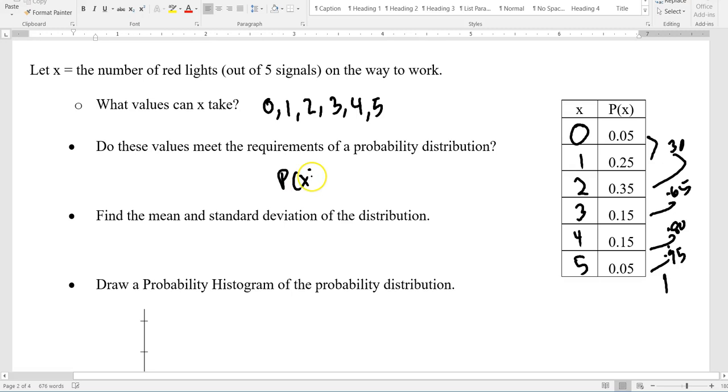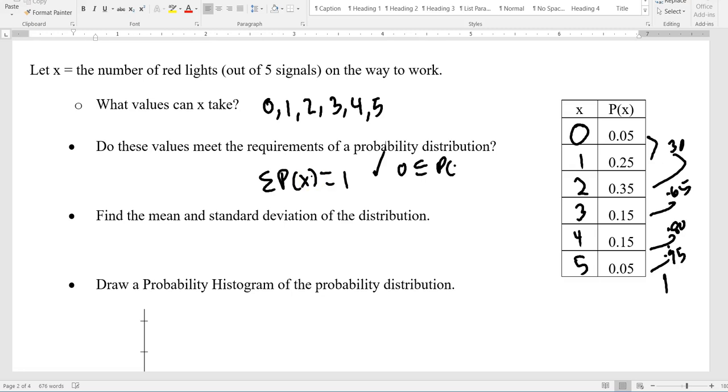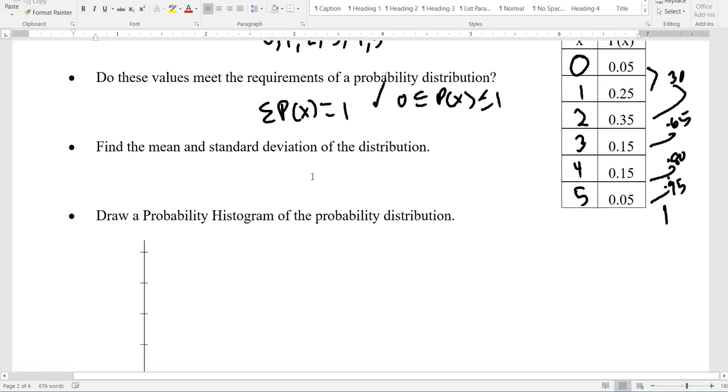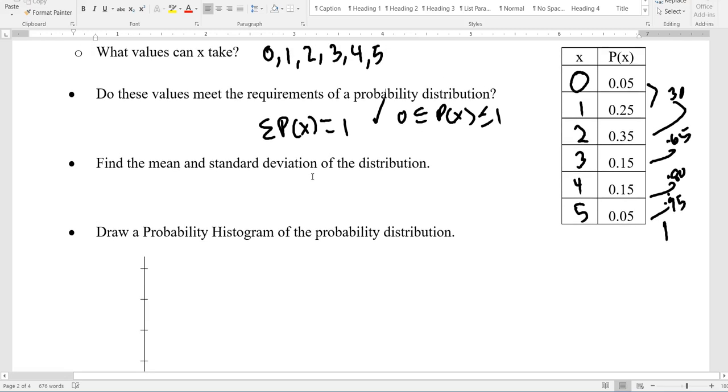Probabilities added up, total 1. Check also, all the probabilities must range between 0 and 1. In this situation, all the probabilities range between 0 and 1. Find the mean and standard deviation. It really wouldn't be that hard. I could do this by hand.